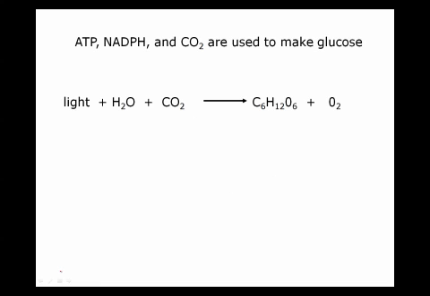In the light-dependent reactions, light was absorbed, H2O was split, those electrons were passed off to NADPH. Now in the light-independent reactions, which are called the Calvin cycle, ATP and NADPH, which were generated during the light-dependent reactions, are going to be used along with carbon dioxide ultimately to make glucose.